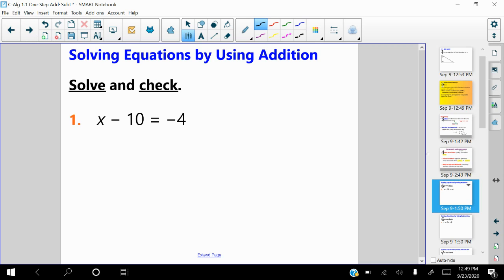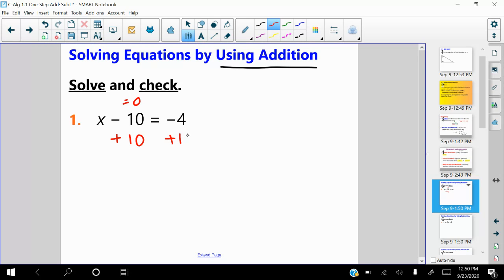We're going to be solving this equation by using addition. We're going to solve and we're going to check. The reason why it says by using addition is because if we look at this problem, we have x minus 10 is equal to negative 4. I want that x to be all by itself, but right now it's x minus 10. I want this term to be 0, but right now it's negative 10. Well, what do I need to do to negative 10 to bring it up to 0? Well, I have to add 10. So that's why we're calling it by using addition.